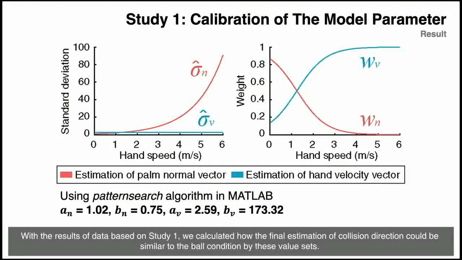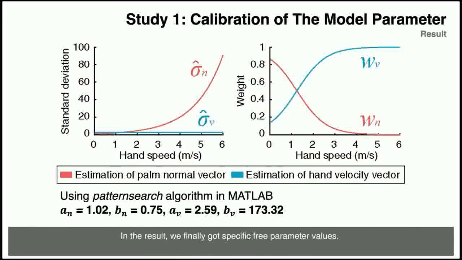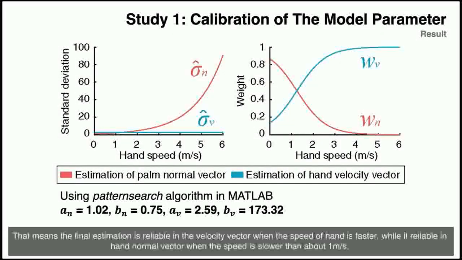With the data from study 1, we calculated how the final estimation of collision direction could be similar to the ball condition by these value sets. In the result, we finally got specific free parameter values. That means the final estimation relies on the velocity vector when the speed of the hand is faster, while it relies on the hand normal vector when the speed is slower than about 1 meter per second.